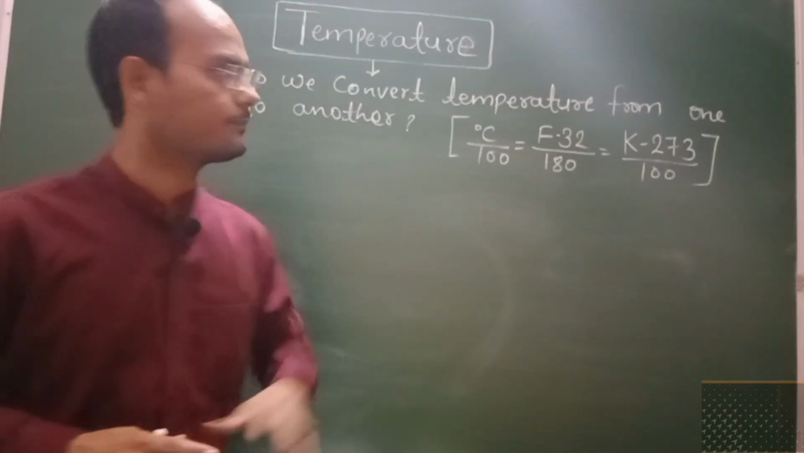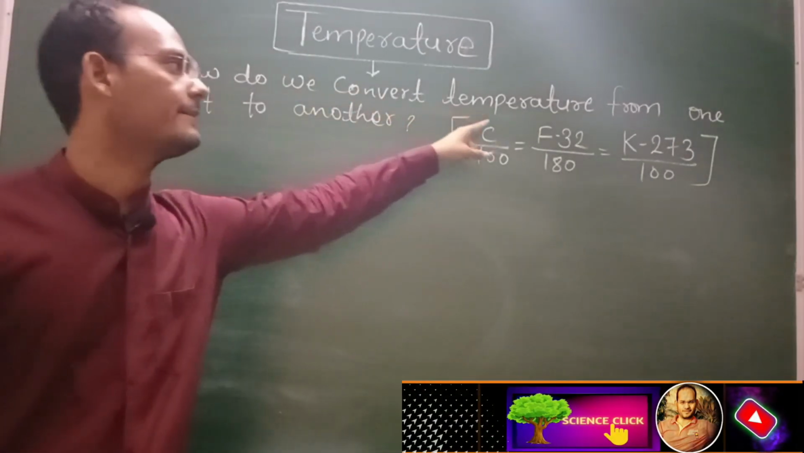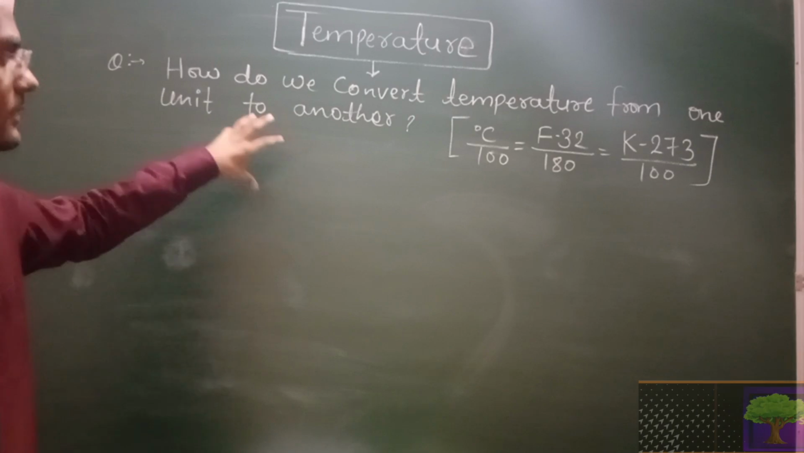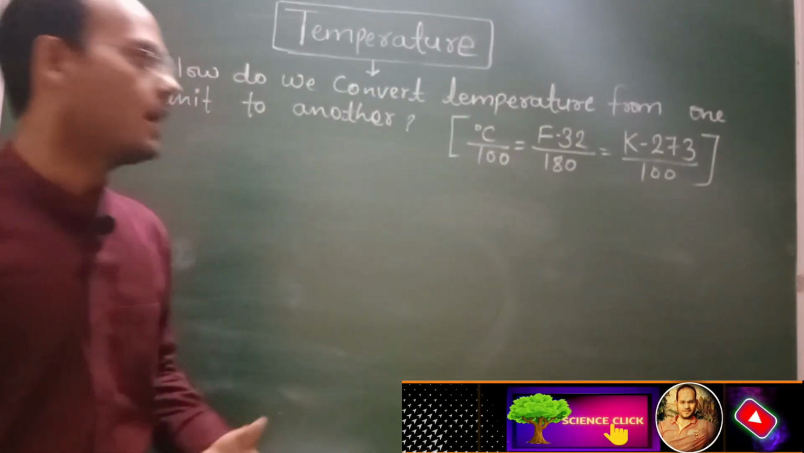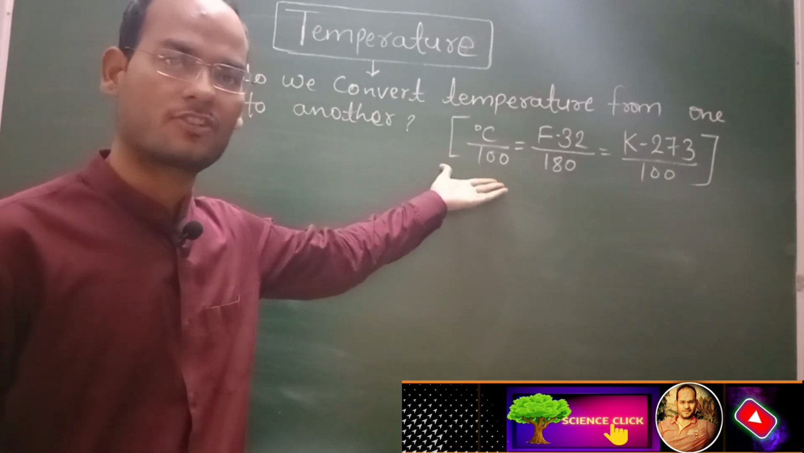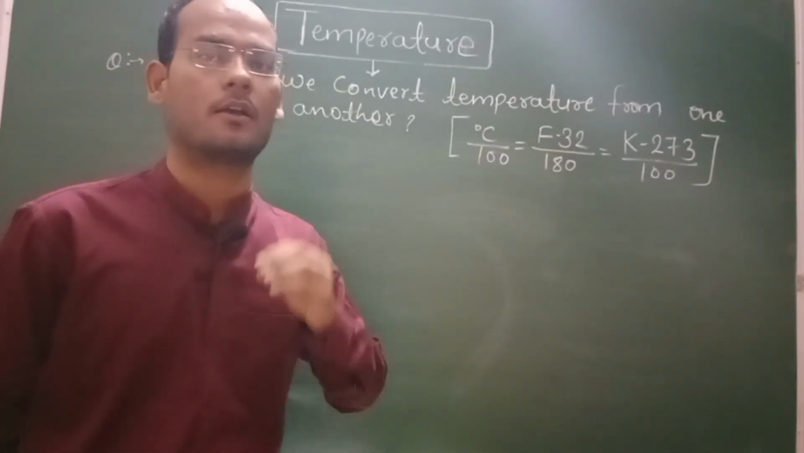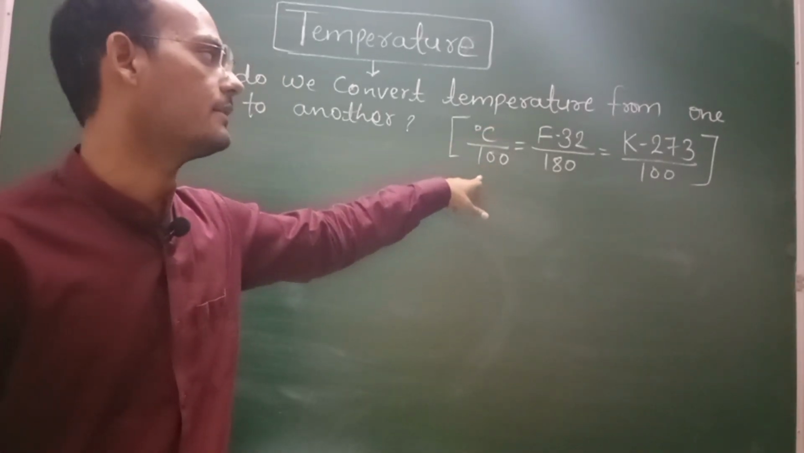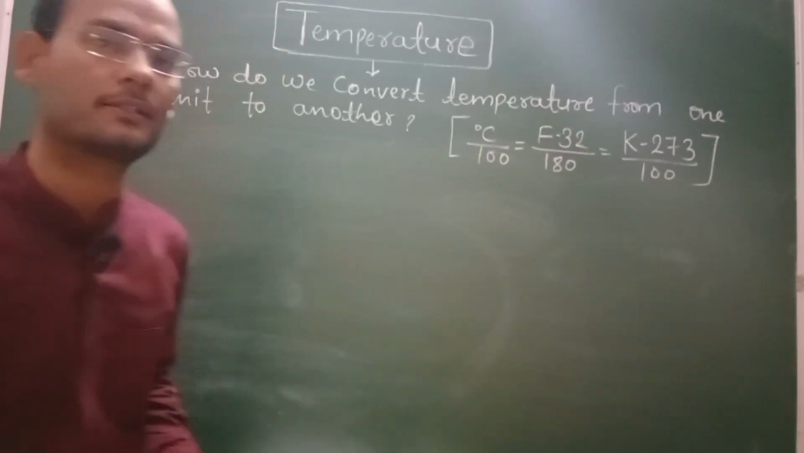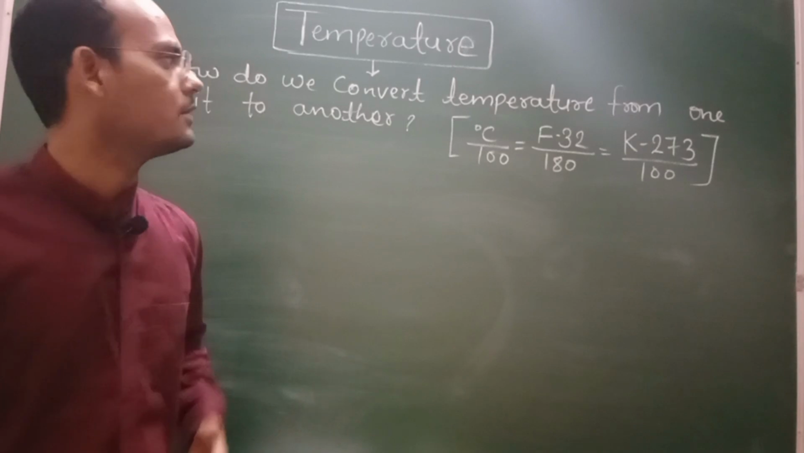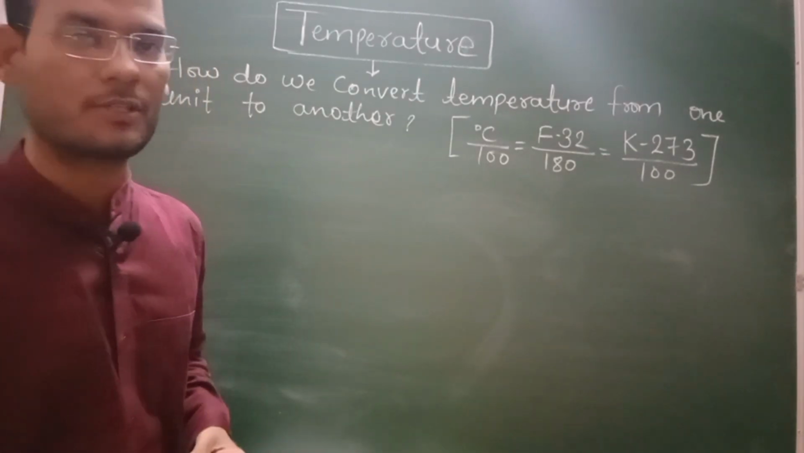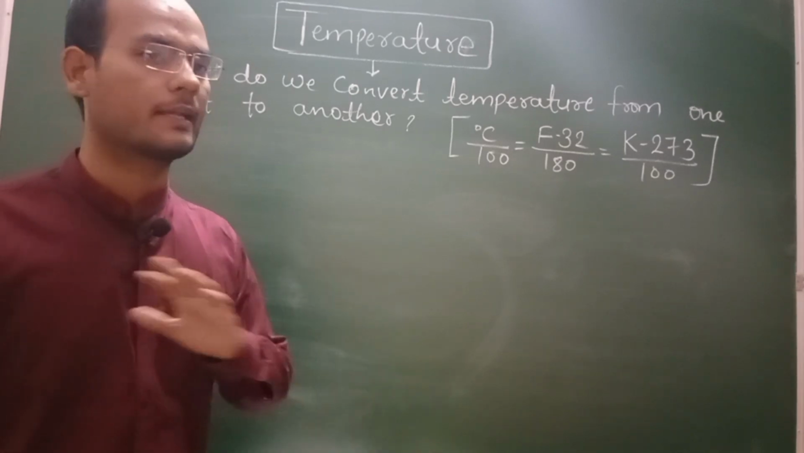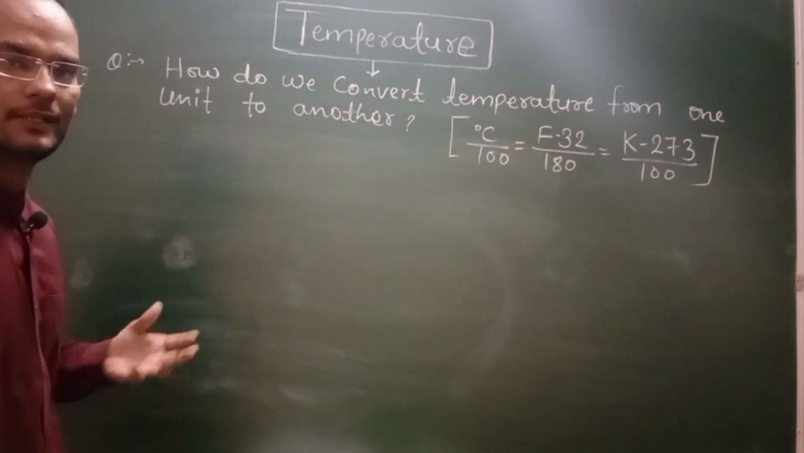Okay students, how do we convert temperature from one unit to another? For conversion of the temperature we need a relation between degree Celsius, degree Fahrenheit and Kelvin. This relation helps us to convert the temperature. Clear? By examples I will explain how we can change the temperatures from one unit to another. So let's start.